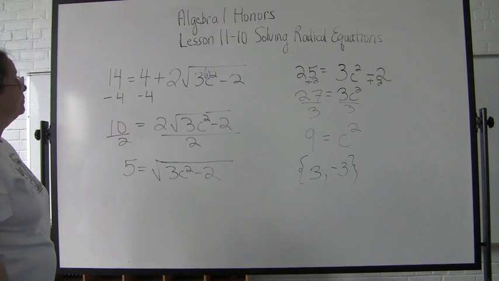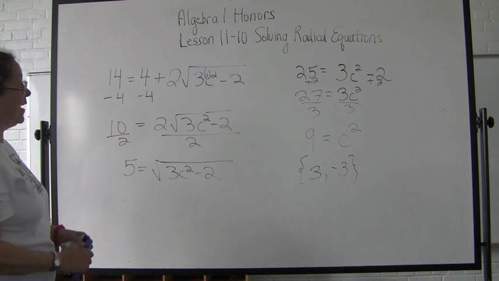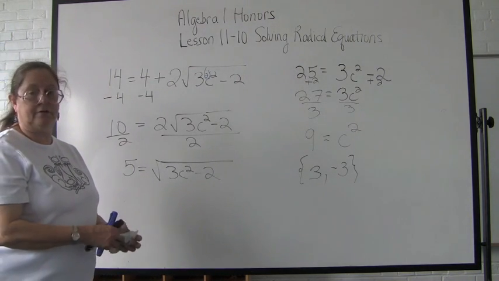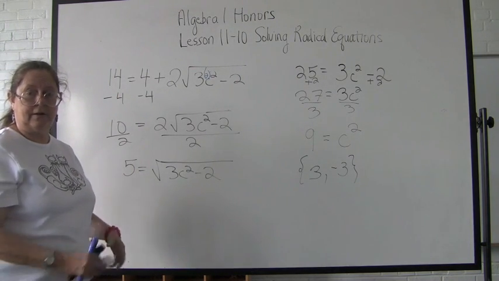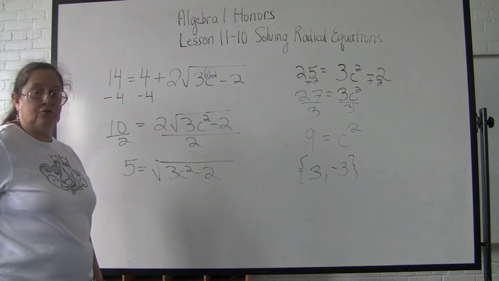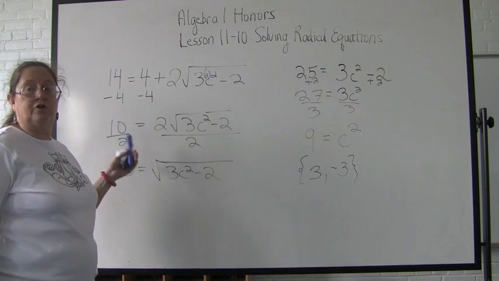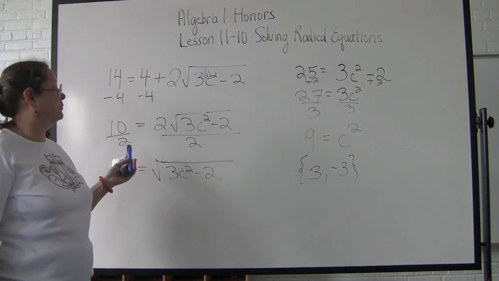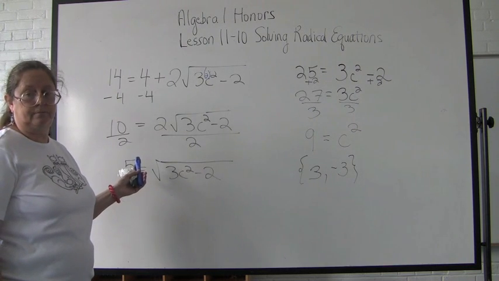All right. That is how you work radical equations. You isolate the radical, and then square. Now, if this were a cube root, we would cube both sides of the equation instead of squaring it. But most of the ones in your book are squares.